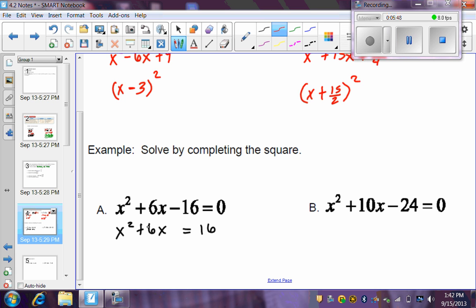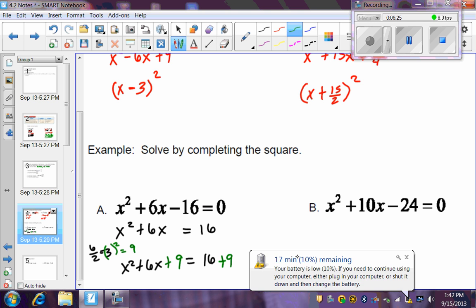Now, just like we did before, you're going to take your b term, 6, divide that by 2, which we get 3. Take that number and square it, so we get 9. So now we have x squared plus 6x plus 9 equals 16. But our golden rule is always what you add to one side, you have to add to the other. So since we added 9 on the left side, you have to go back and add 9 to the right side.